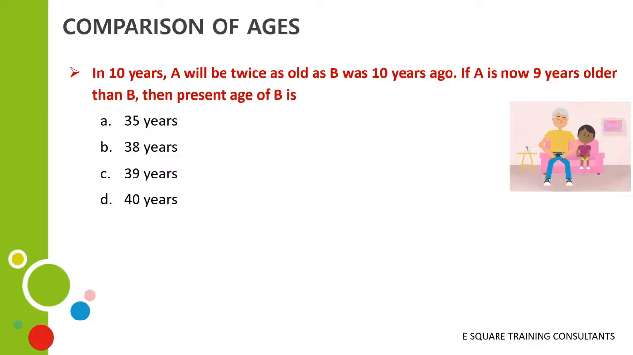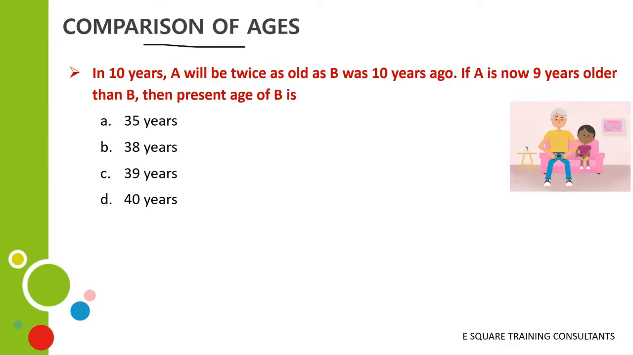Moving over to the next question. So we are moving over to the comparison of ages, and this is one of the beautiful questions here mentioned. In 10 years, A will be twice as old as B was 10 years ago. If A is now 9 years older than B, then the present age of B is.